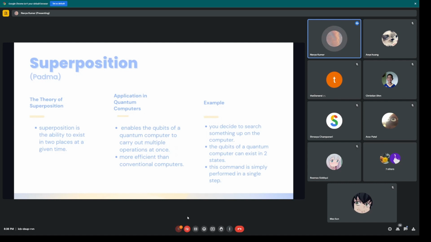Let us assume that you want to search up something on the internet. A conventional computer would perform this command using multiple intensive steps. However, because the qubits of a quantum computer can exist in two states, this command would simply be performed in a single step, making the overall operation speed much faster and hence more efficient.